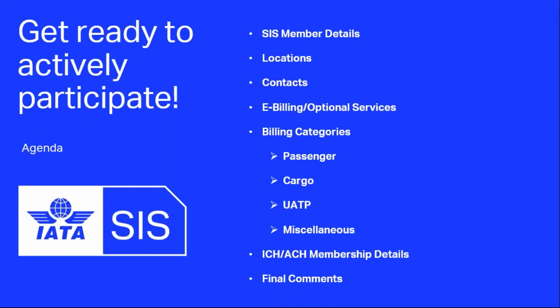As we move on to the agenda for today's call, today's session will be covering the member profile. As most of you may know, the member profile is your control panel or settings panel in your SIS, when you log into SIS, that allows you to enable and configure your e-invoicing options to tailor to your business needs. Today, we're going to cover a few topics, all the tabs of the member profile and what they mean to you, such as your SIS member details, location IDs, contacts and management, e-billing, which are optional services, the 4 billing categories, passenger, cargo, UATP, and miscellaneous, as well as clearinghouse membership details, which may be ICH or ACH. We'll end with final comments and, of course, answer your questions that we've received during the webinar.